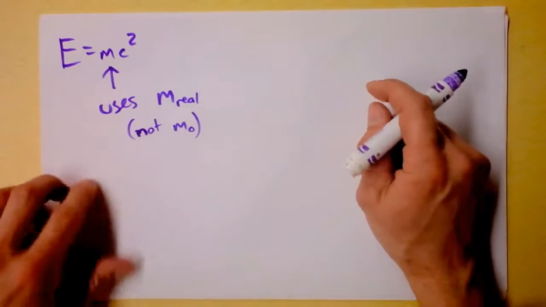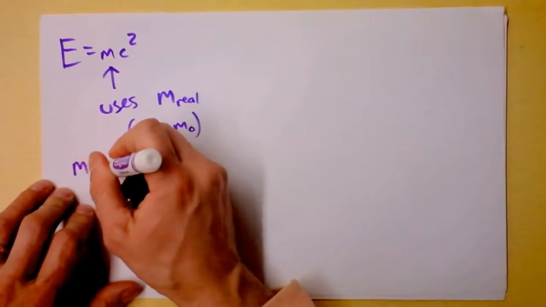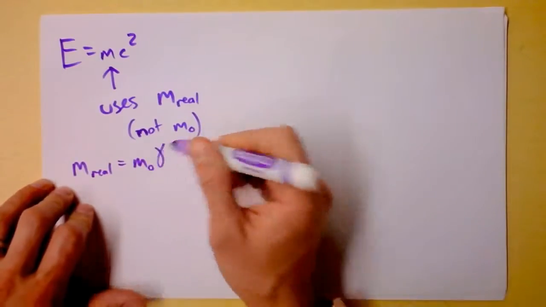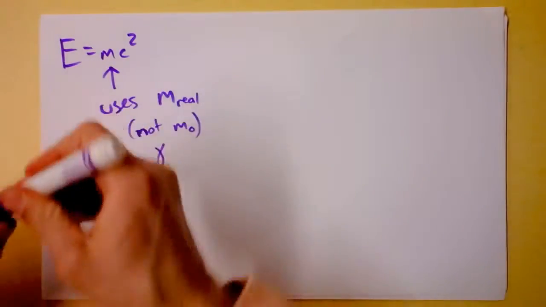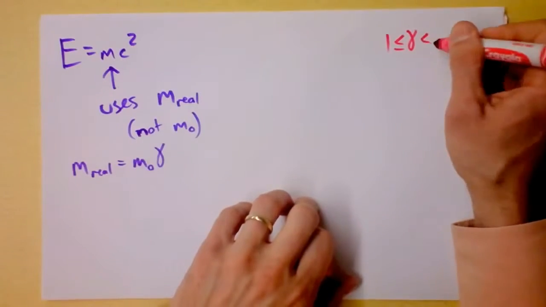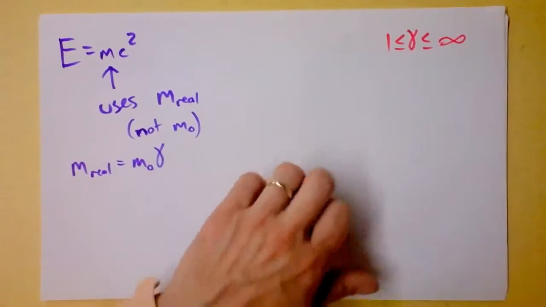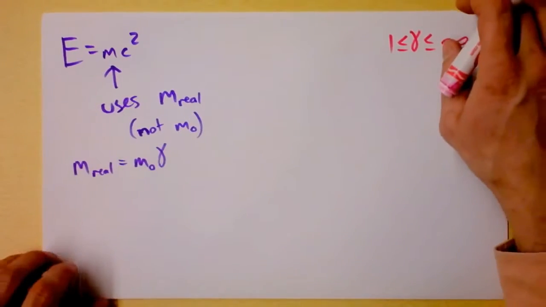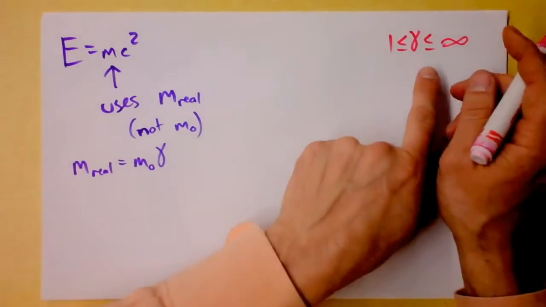So I'm talking about m real, or the relativistic mass, which is m naught times gamma. Remember, gamma has these properties: the smallest it can be is 1, and the greatest it can be is infinity. Gamma can only be infinity if the thing you're talking about is actually going the speed of light. So let's look at this right here.